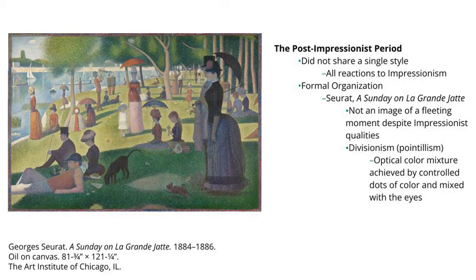But this piece is the first piece that we see that utilizes divisionism, also known as pointillism, which you've probably heard of before. So this is the first real pointillist piece. That means that it's made up of a bunch of tiny dots of color, and if you look up close, you just see a bunch of tiny dots, but then you stand farther away and all the dots merge together, and they create this optical color mixture achieved by dots of color mixed with the eyes. Basically, the farther back you go, it blurs together and you're able to see the whole image.